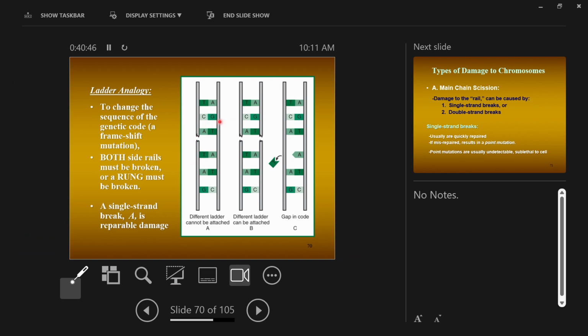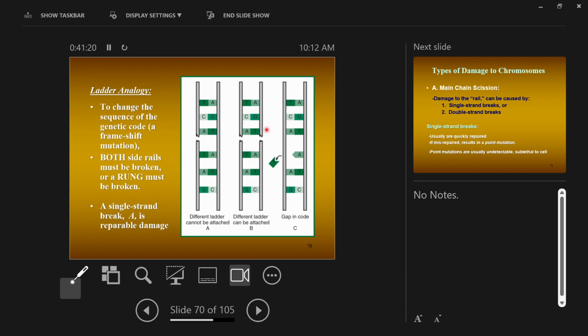Here are a couple of options for frame shift mutations. You have the main chain scission, where the rail gets broken. Now, importantly, if it's just a single rail, a single side of the DNA strand broken, that does not tend to cause a frame shift mutation unless the other side also breaks, okay? There might be some random weird things that can happen, but generally speaking, this is not going to cause a change in the genetic code because only one part of the ladder is broken. Okay? Still connected on the other side.